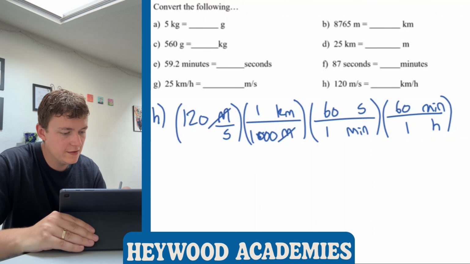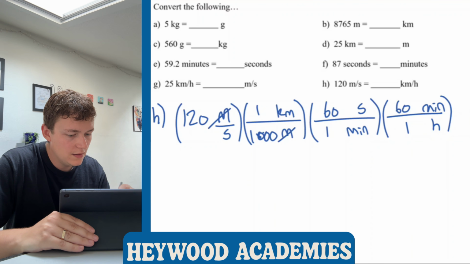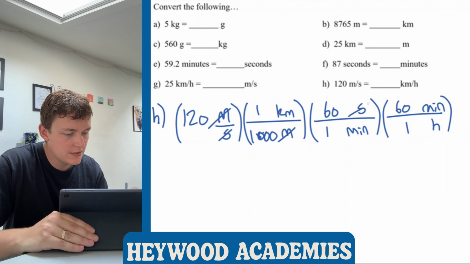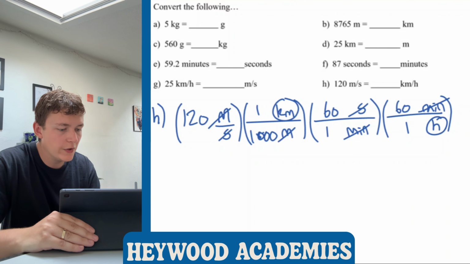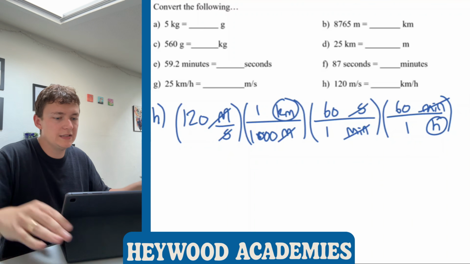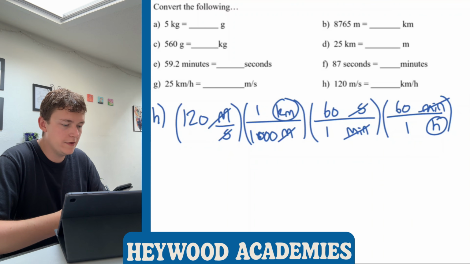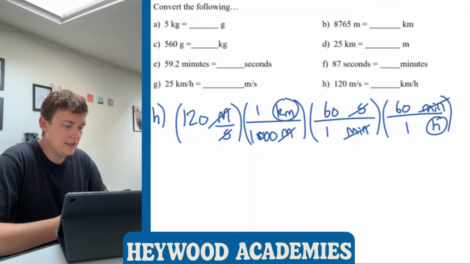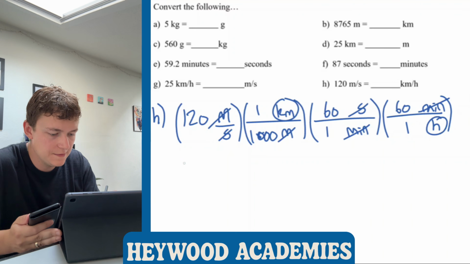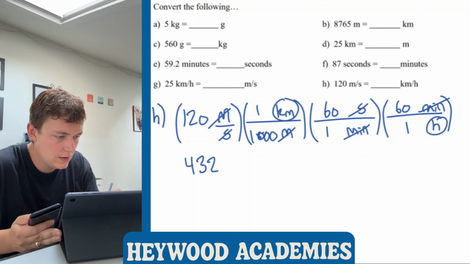Now let's double check, make sure we got this right. Meters cancels with meters. Seconds cancels with seconds. Minutes cancels with minutes. And we're left with kilometers per hour. So now to plug this in the calculator, I'm going to go 120 divided by 1,000 times 60 times 60. And that gives me 432 kilometers per hour.